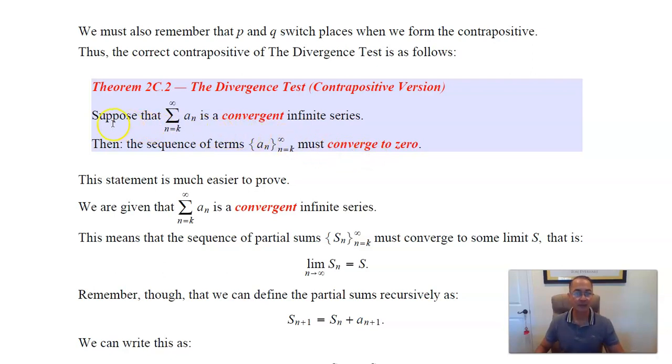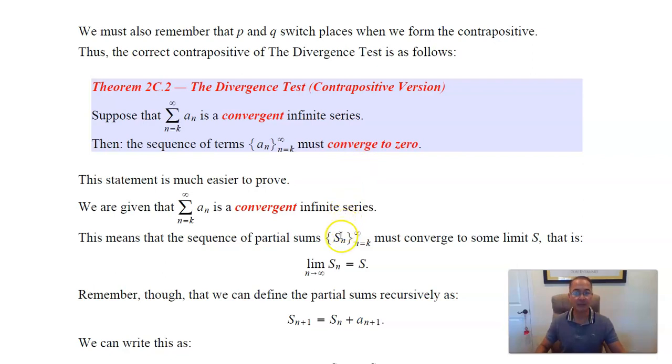All right? If a series, summation n equals k to infinity of a sub n, is a convergent series, then the terms of that series must converge to zero. This is a lot easier to prove than the original divergence test, and that is because now we can talk about the sequence of partial sums.